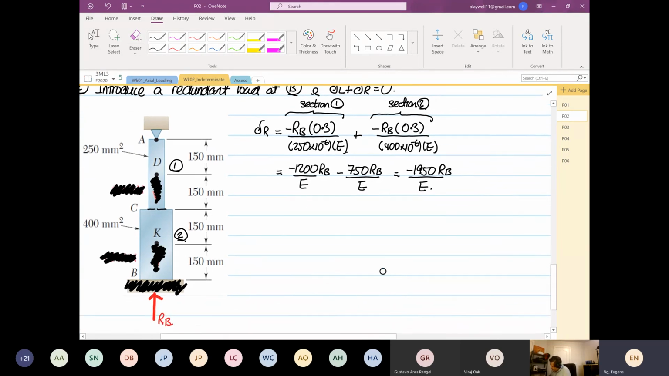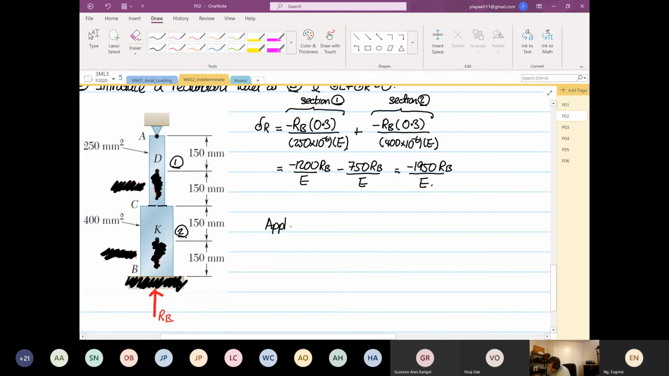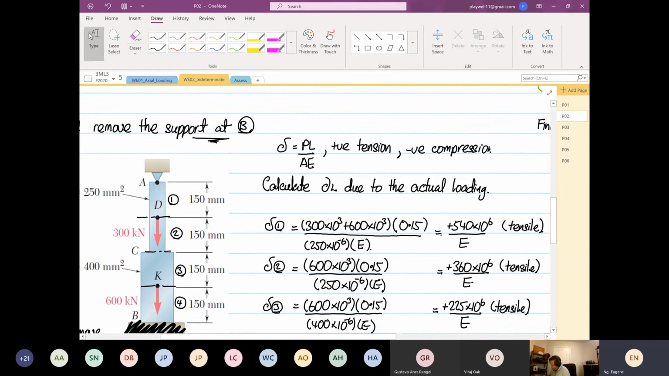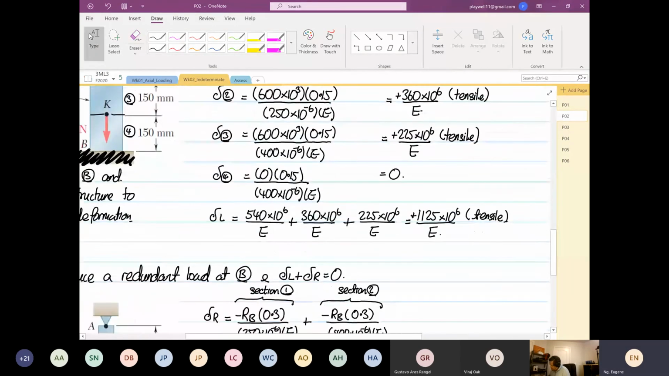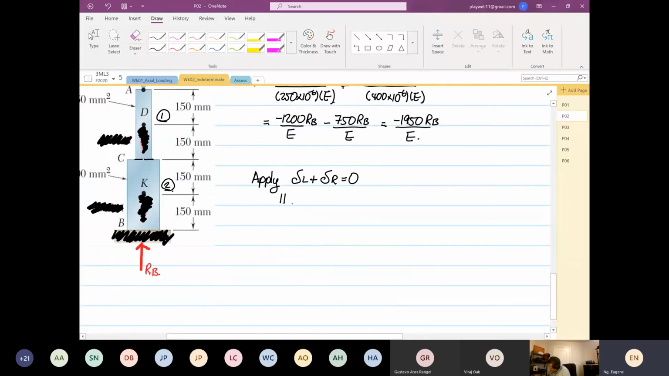So now once you have this, what we need to do now is apply the equation where delta L plus delta R is equal to 0. Okay, so delta L we calculated earlier is equal to 1125 times 10 to the power 6 over E. So this will be plus, and then minus 1950 RB over E, right? And then the whole thing will be equal to what? 0. Remember what I told you guys, right? This is due to delta L, which is in one direction, and delta R is in the opposite direction. Okay, so you have to take note. If we are getting both as positive, it means your analysis is flawed.